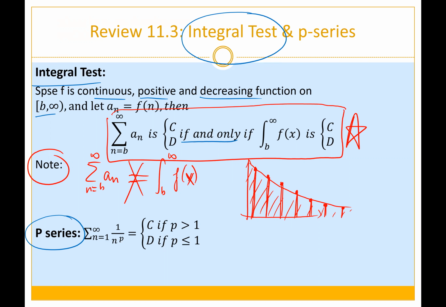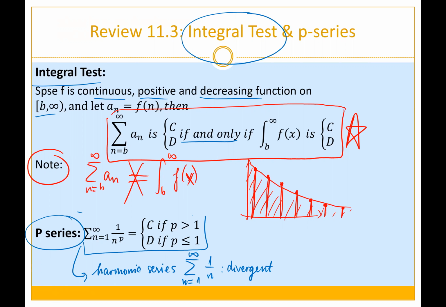Okay, so now we're talking about the p-series. If you have the series from n equal to 1 to infinity of 1 over n to the p, then it's convergent if p is bigger than 1 and divergent if p is smaller than or equal to 1. This reminds us of the harmonic series, where the series of 1 over n is divergent. So this is the more general rule.